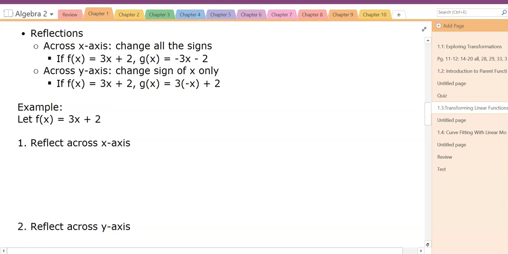So for this first one, we're still going to use that same function that you've been dealing with the last couple of problems. That 3x plus 2 is what we're working with. Number one wants us to reflect across the x-axis. X-axis rule says we change all the signs. So that 3x plus 2, I change the sign of 3x to negative 3x, and I change the sign of plus 2 to minus 2. So negative 3x minus 2 is my new function.